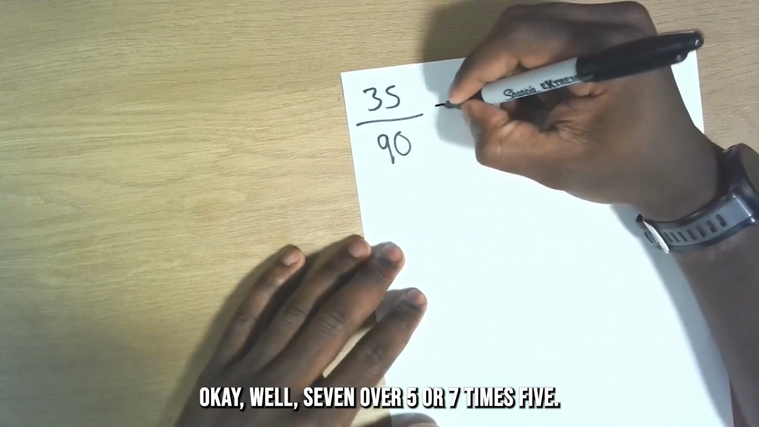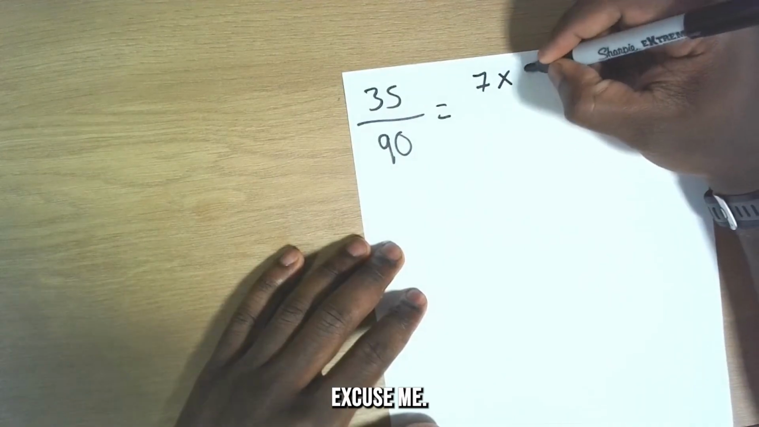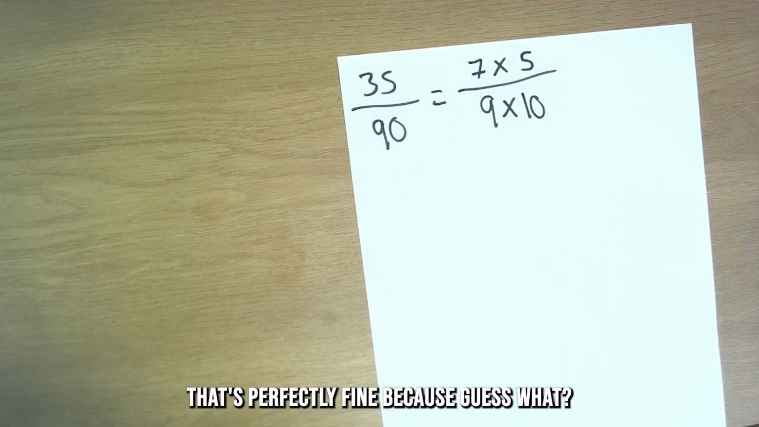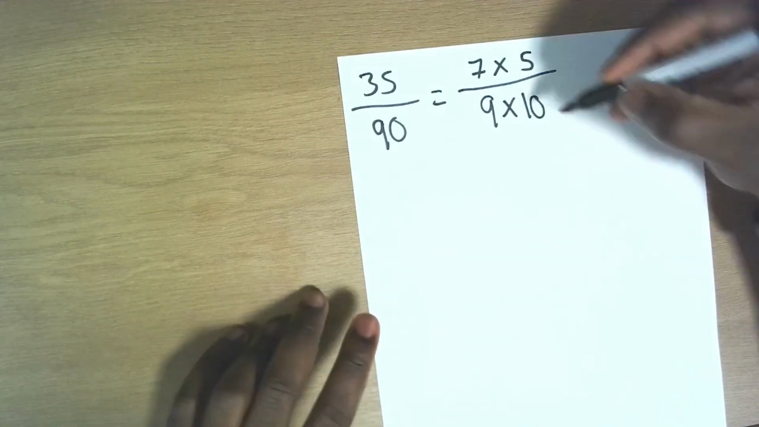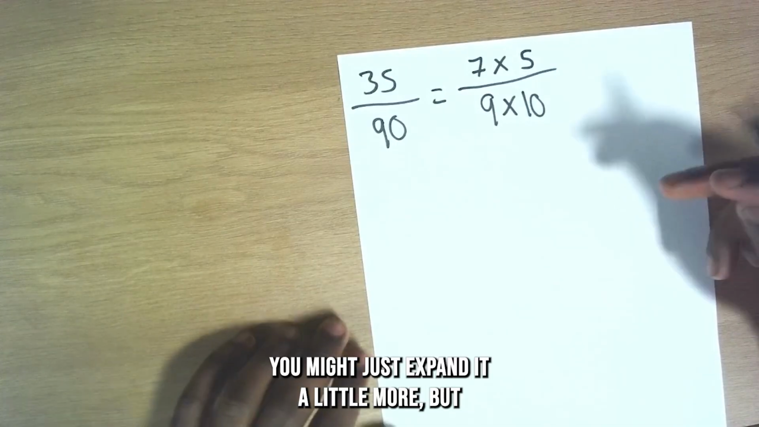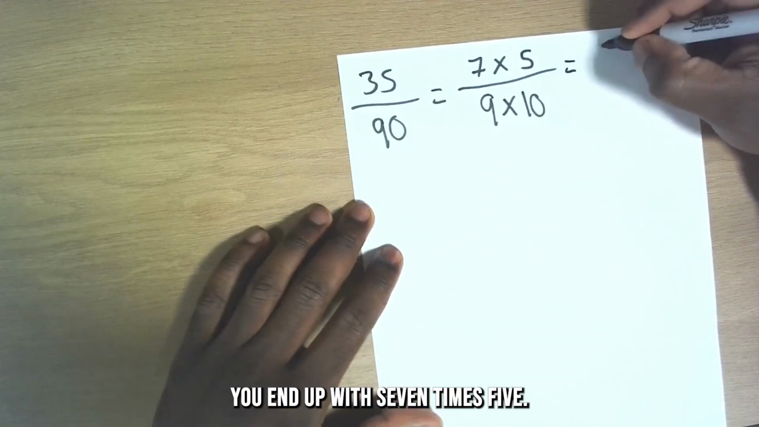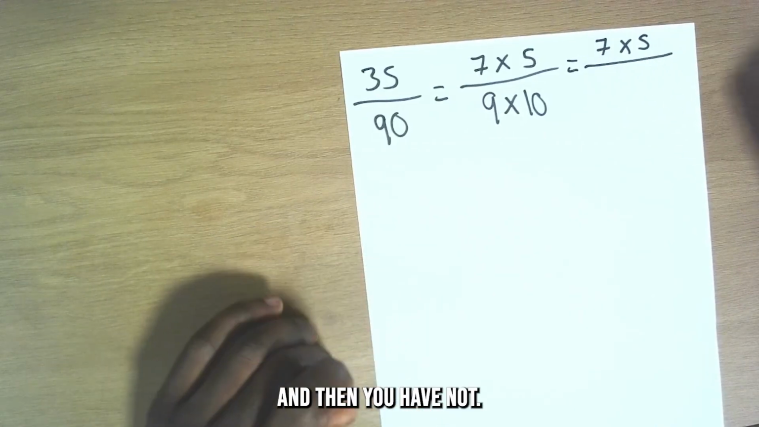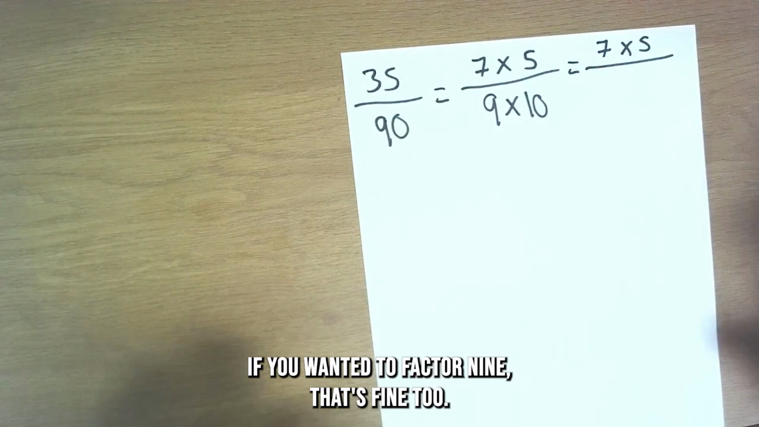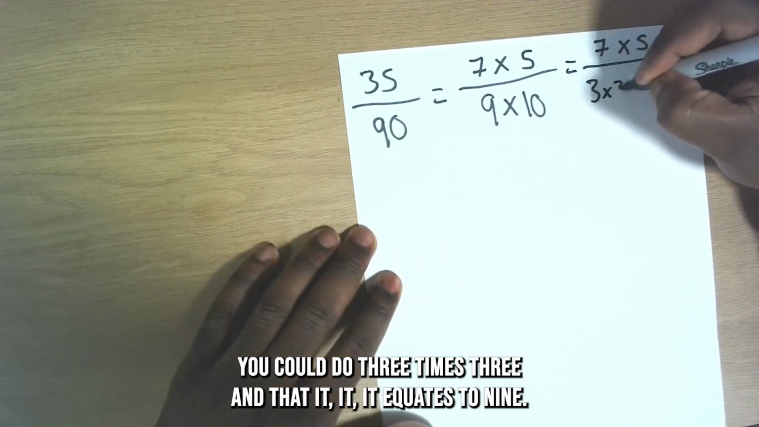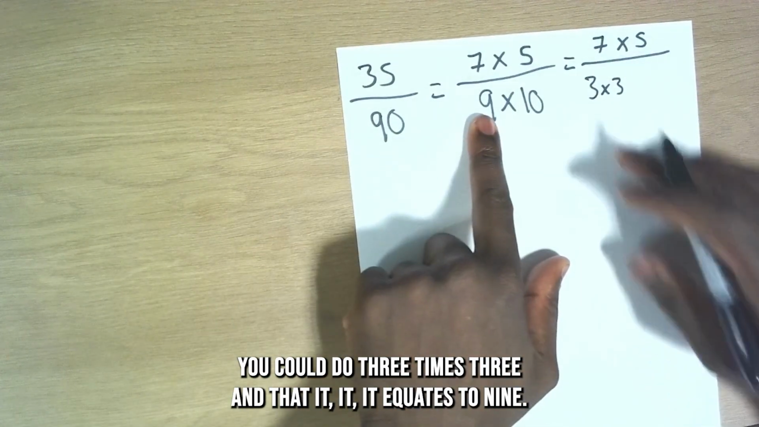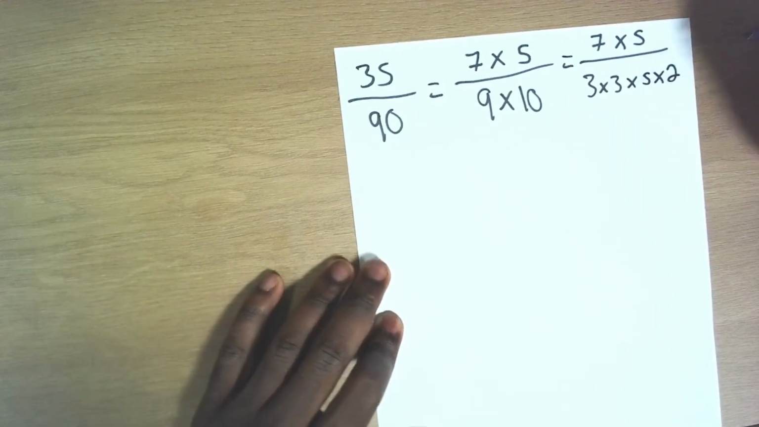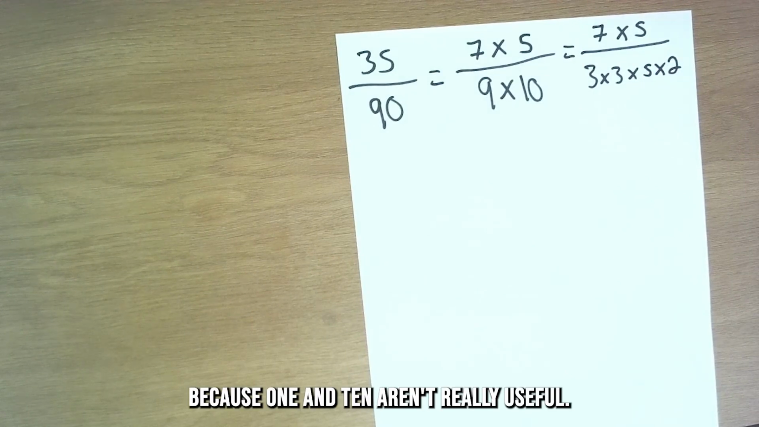You might have chosen 7 times 5, and then you chose maybe 9 times 10. That's perfectly fine because 10 also has factors. You might just expand it a little more, but you end up with 7 times 5. And if you wanted to factor 9, that's fine too. You could do 3 times 3, which equates to 9. But then you break down 10, and it's 5 and 2, right? Because 1 and 10 aren't really useful.